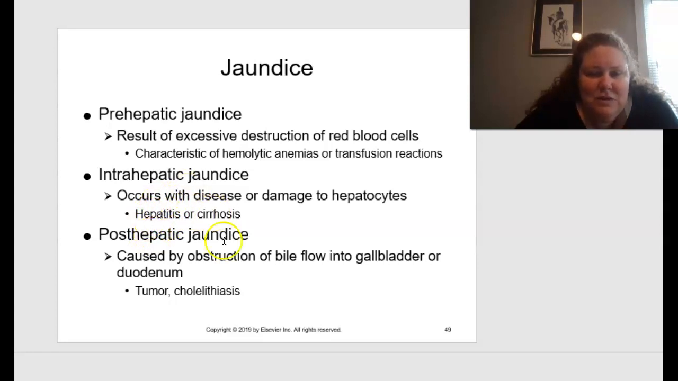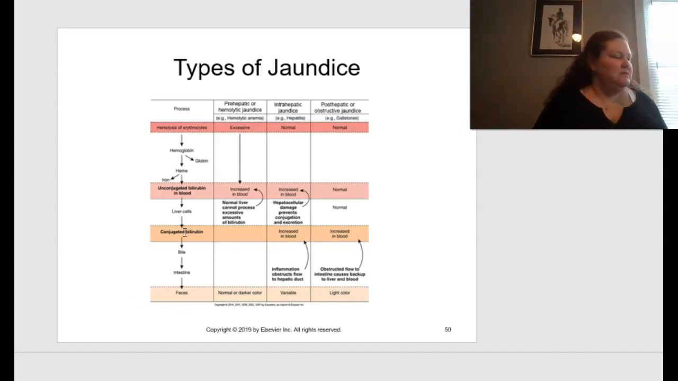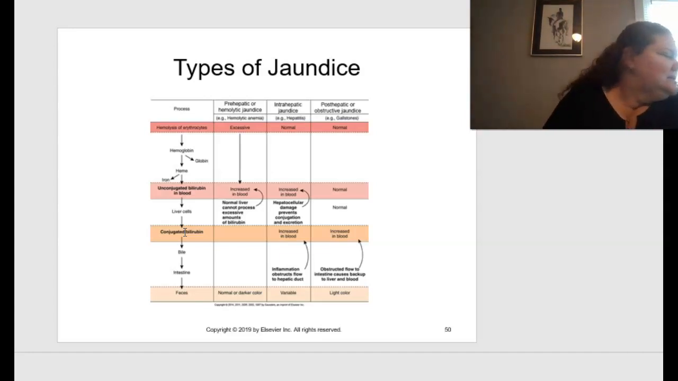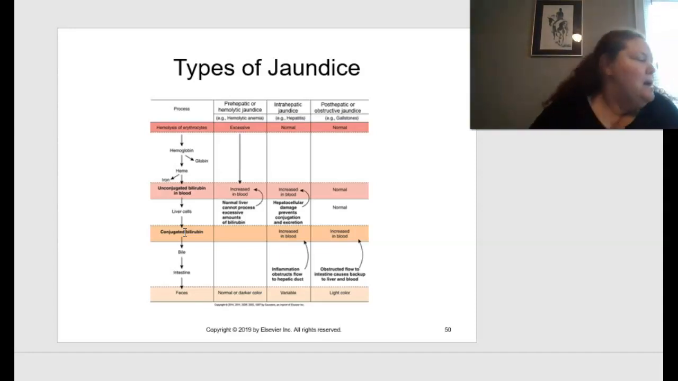So hepatitis or cirrhosis. You can also have posthepatic jaundice, and this is caused by obstruction of bile flow into the gallbladder or the duodenum, and this would be from a tumor or cholelithiasis. Here is a table of types of different jaundices, and this is figure 17.21 on page 460.